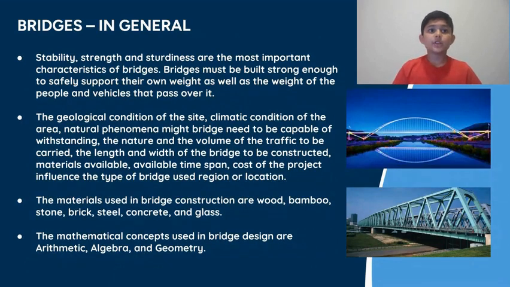Stability, strength, and sturdiness are the most important characteristics of bridges. They must be built strong enough to support their own weight, as well as the weight of people and vehicles passing over them. The design of a bridge considers various factors, such as the geological conditions of the site, the climatic conditions of the area, span and clearance of the site, material availability and budget, construction time, frame, traffic demands, etc. Wood, bamboo, bricks, steel, concrete, and glass are the materials used in bridge construction.